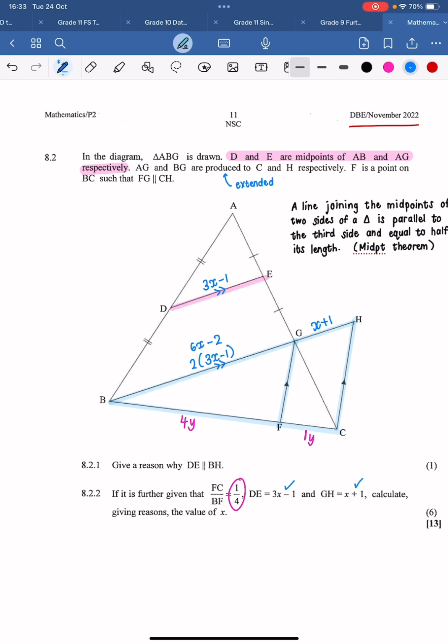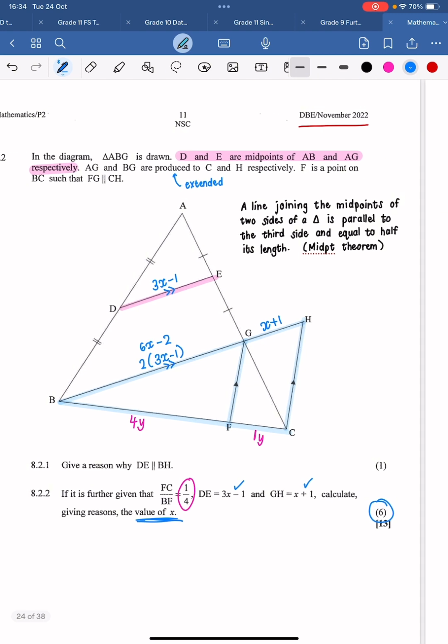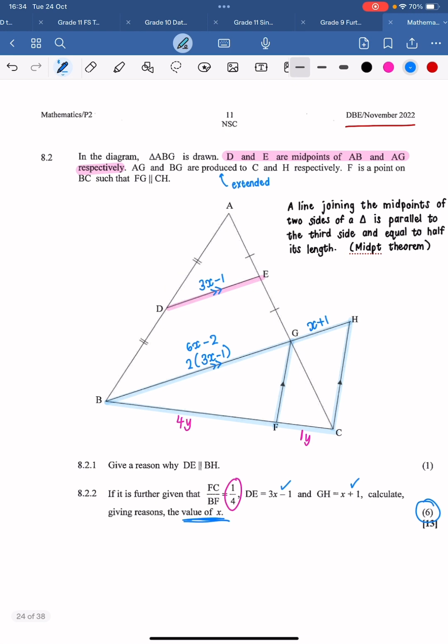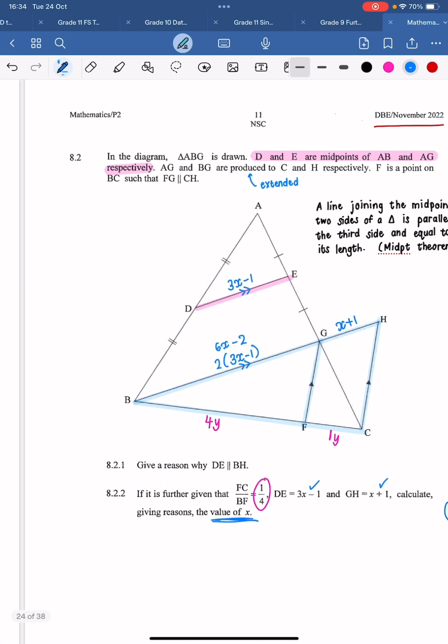They're saying, calculate, giving reasons, the value of x. So I need to solve for x here. Now, guys, exactly what I said earlier is now coming true. We are going to have to use prop theorem in this triangle. Guys, this is a 6-mark question. That means that you can give yourself 6 minutes to work on this. That's a big question. That's a lot of marks, guys.